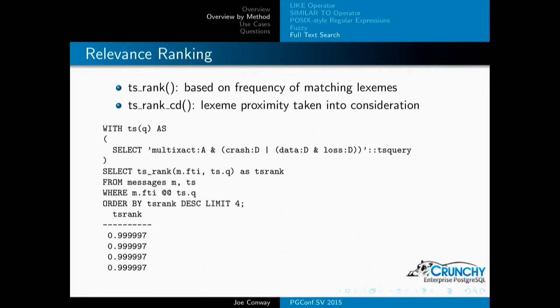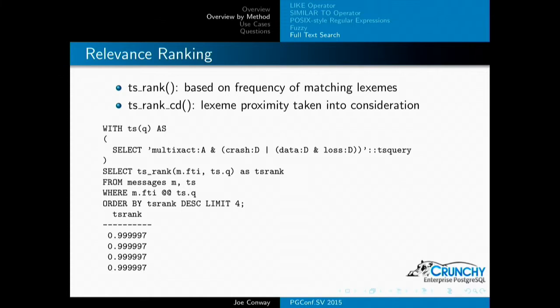Okay, so this is how you do the ranking. There's two functions, ts_rank and ts_rank_cd. Basically, the difference is that the cd function is going to take the proximity of the lexemes into account as well, whereas the normal ts_rank ignores the proximity of the lexemes. So if you find a cluster of the words that you're looking for closer together, and you think that's important to your search, you could use ts_rank_cd.